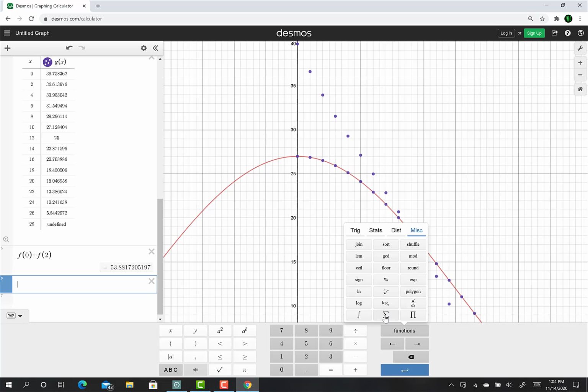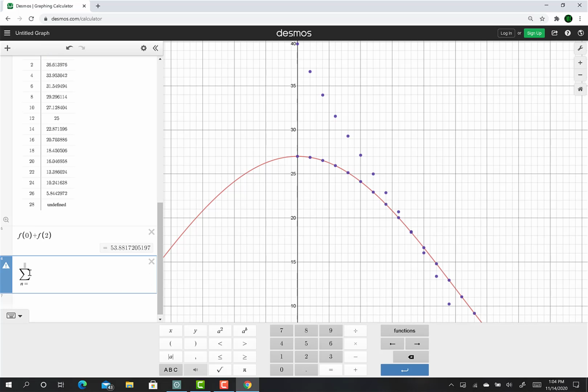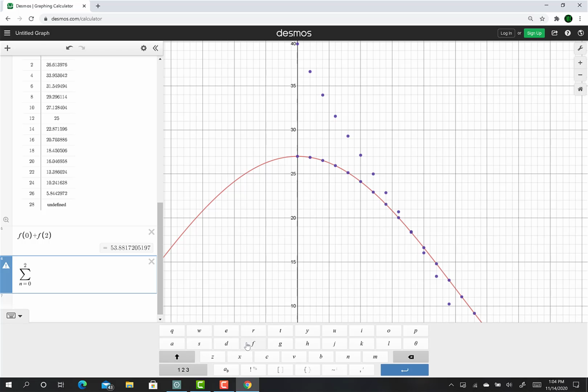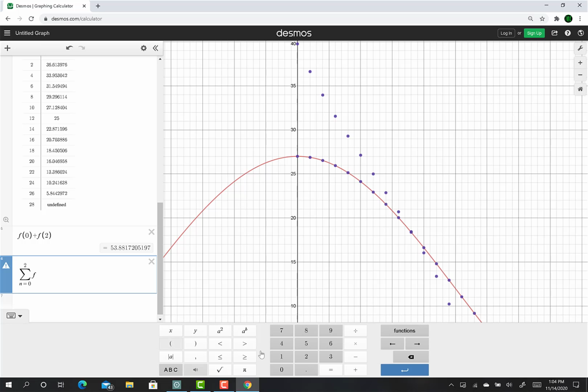So here's my sigma symbol, which stands for sum. And right now I'm adding these two, and I want to know if I can add those two successfully. So I'm going to put F of 0 down here, and F of 2 up there. And I'm going to see if writing F of n will give me the right sum that I have there. F of n.